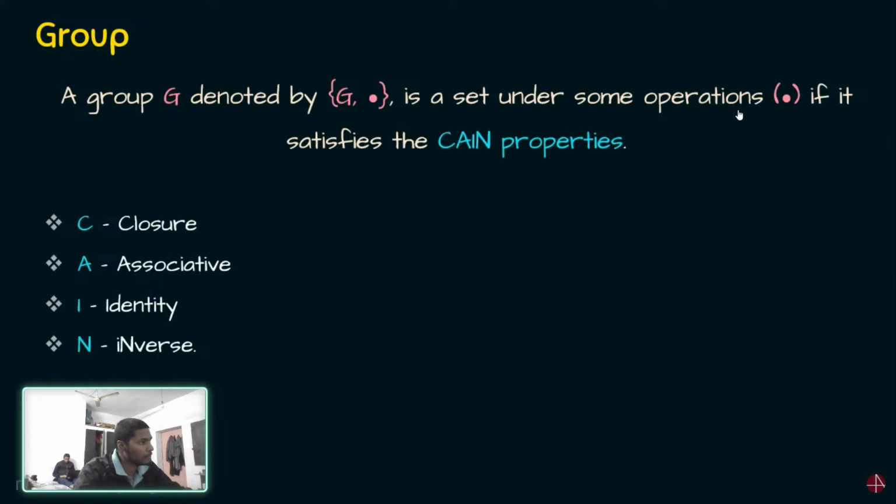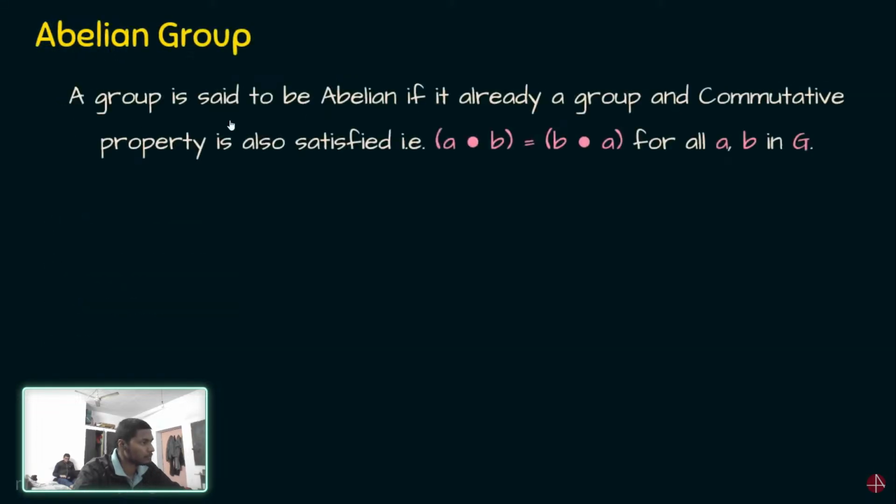We are done with the definition of group. Let's now see the definition of abelian group. A group is said to be abelian if it is already a group and the commutative property is also satisfied. Firstly, it should be a group. It means an abelian group should satisfy these four properties: closure, associative, identity, and inverse. In addition to these properties, if the commutative property is also satisfied, then this group is said to be an abelian group.